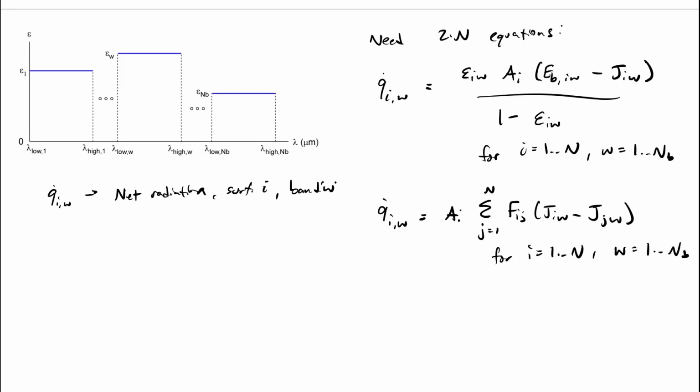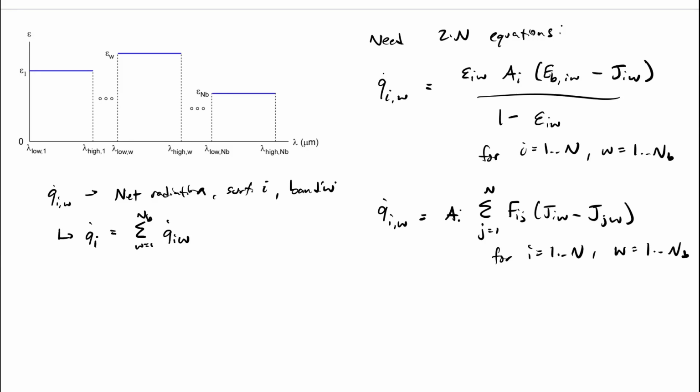Oh, so then if I want to get to Q dot I, how do I get the total heat transfer for a surface I? Well, that's just going to be the sum. Right? It's going to be the sum of all bands. So I would say that's equal to the sum for W equals 1 to NB of Q dot I W. Right? So that's going to apply for every single surface.